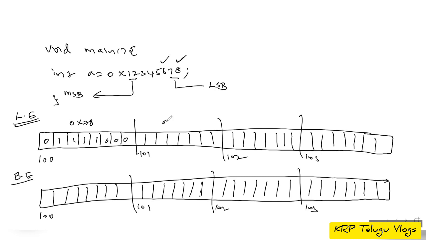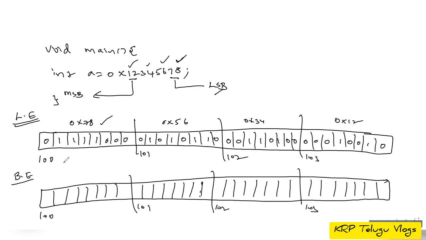Next, 0x56 will be stored in the next memory location, 01010110. Next, 0x34, 00110100. In the next memory location, 0x12 will be stored, 00010010. So this is how the data gets stored in a Little Endian machine. Always the least significant byte will be stored in the first memory location.